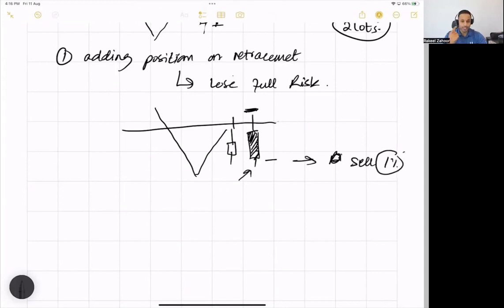This is where you're adding the first sell, and as price moves up, you're not doing anything. That's it. You're letting it retrace, because for all you know, price may retrace all the way up to your stop loss. And we don't want that.